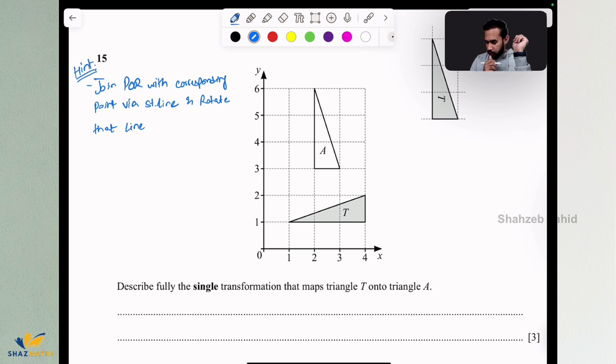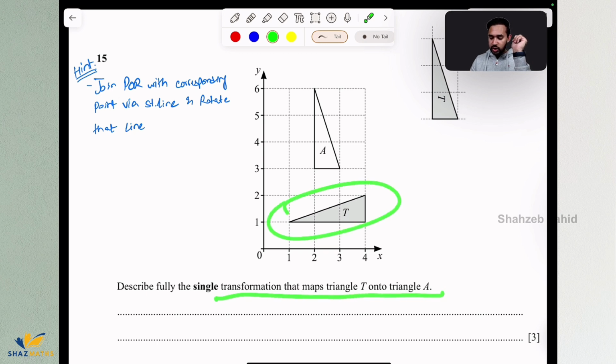So in this question again, we can see the question says describe fully the single transformation that maps triangle T onto triangle A. So this is triangle T, which is mapped onto triangle A. We have to describe fully the transformation, right? Now, I can clearly see T is mapped onto A. The area looks exactly the same. That means either it's reflection or rotation.